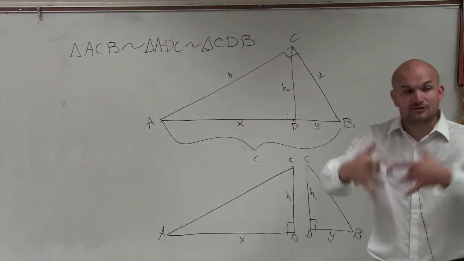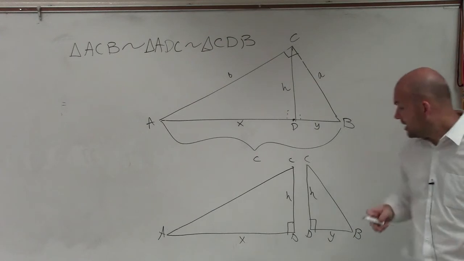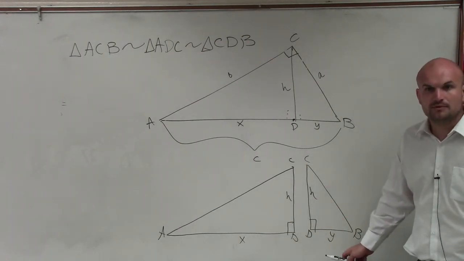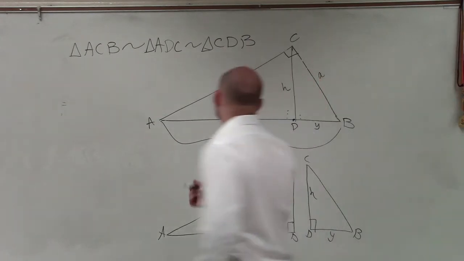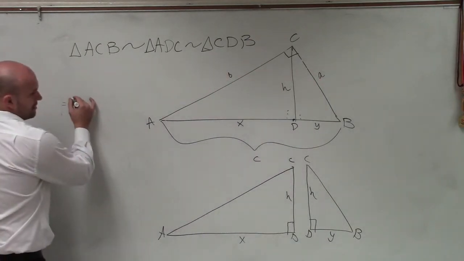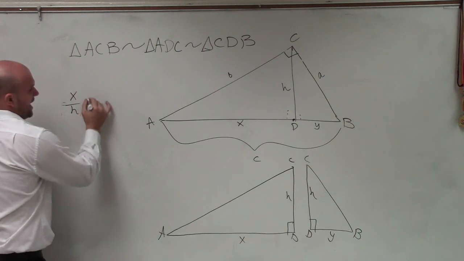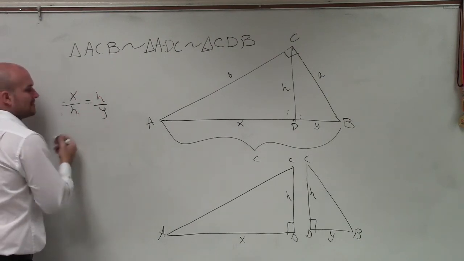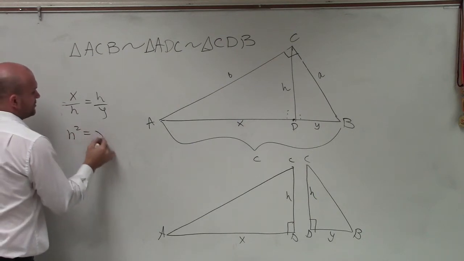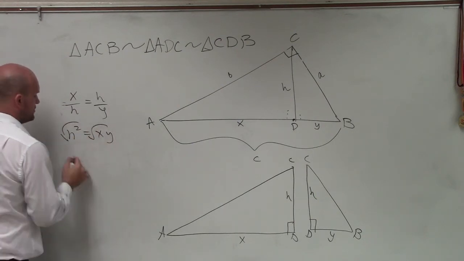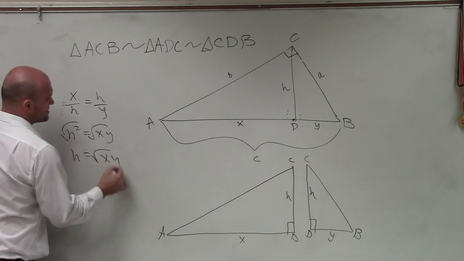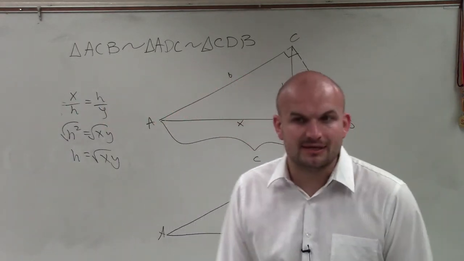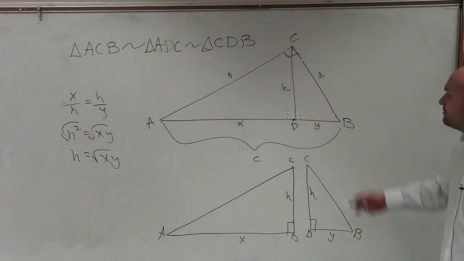Now, if I was to create a proportion, I could say that x is to h as h is to y. Would everybody agree with me? Proportions have to be in corresponding sides. So what I'd do is say x is to h as h is to y. Notice how the means are the same. Cross multiply: h squared equals x times y. Square root: h equals the square root of x times y. So therefore, we can apply the geometric mean to determine the height, or my altitude.